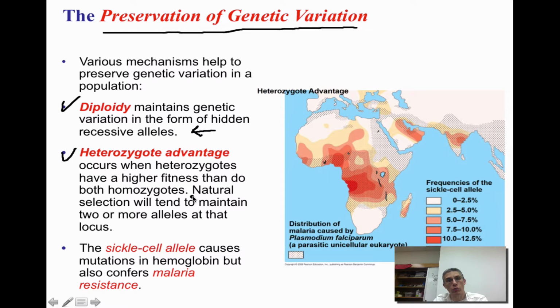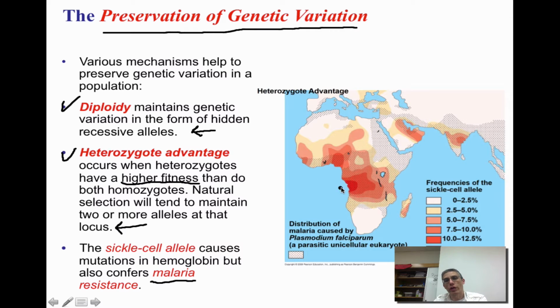This is going to occur when heterozygotes actually have a higher fitness than both homozygotes. So natural selection will tend to maintain two or more alleles at that particular locus, or site, on that particular chromosome. The sickle cell allele is a really good example of a heterozygote advantage, because anybody who has this particular allele actually has some protection against something called malaria. So they have malaria resistance.